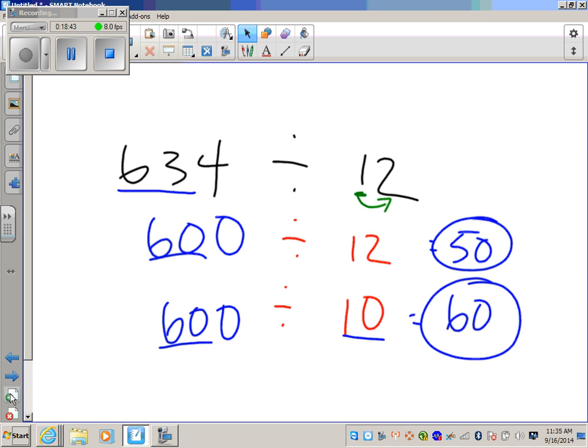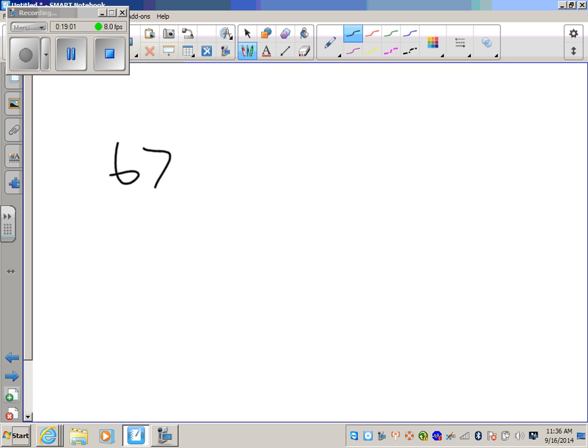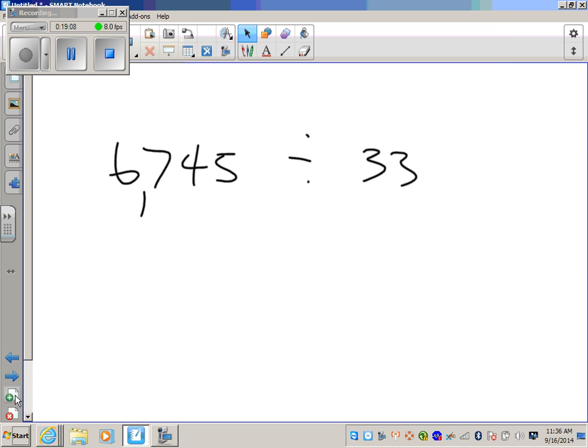Okay, where are we at with time? One more. 6745 divided by 33. Which one are we looking at first? 33.